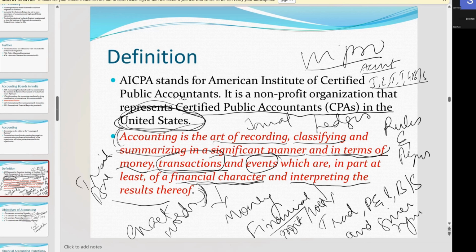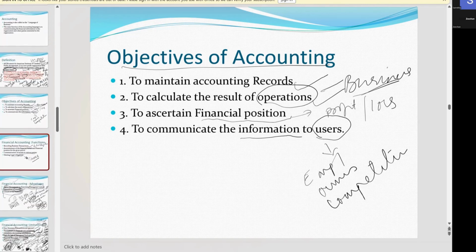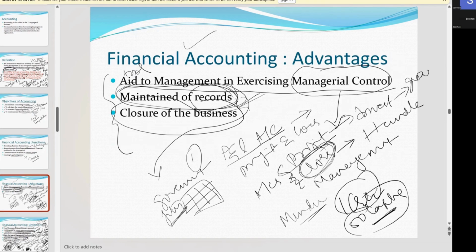Next is objectives. Objectives and functions are one and the same, so you can combine and write them. If an objective is asked or functions are asked, you give the same answer: maintaining records, knowing the financial position, knowing the result of operations, and communicating information to the users. Advantages: it helps for better management control, to maintain records and for closure of the business.